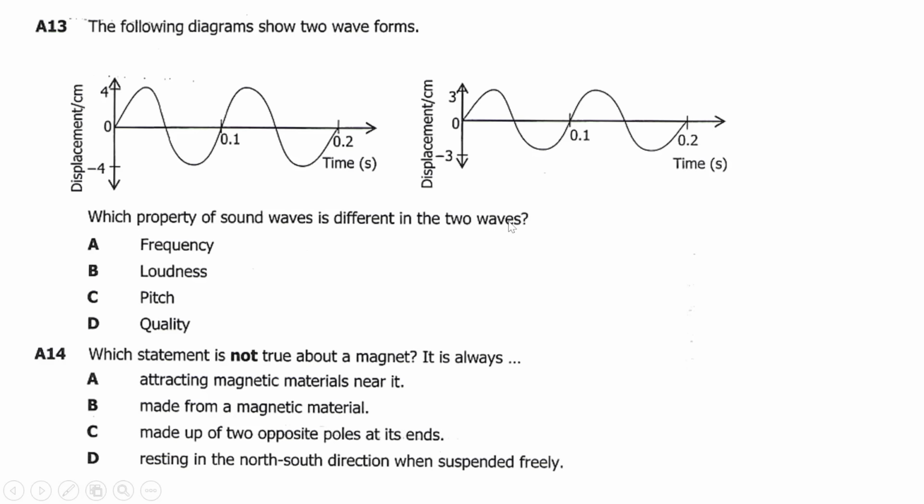Okay, so when you check what we have here, we have 0, 0.1 and 0.2 here. But in the displacement here, we have 4 as the highest displacement. Here we have 3 as the highest displacement. So what we can see, the amplitude is different in these two cases.